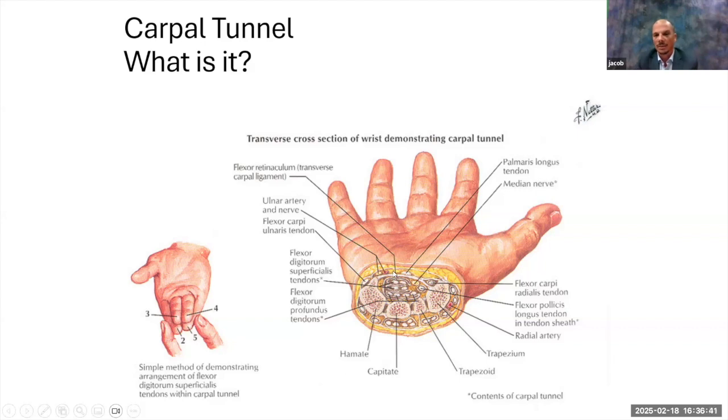The carpal tunnel actually is a tunnel. This is looking at somebody's wrist in cross section. The bottom of the wrist are 8 little bones called the carpal bones. The top of it is a ligament that connects between those bones. So it actually creates this tunnel.